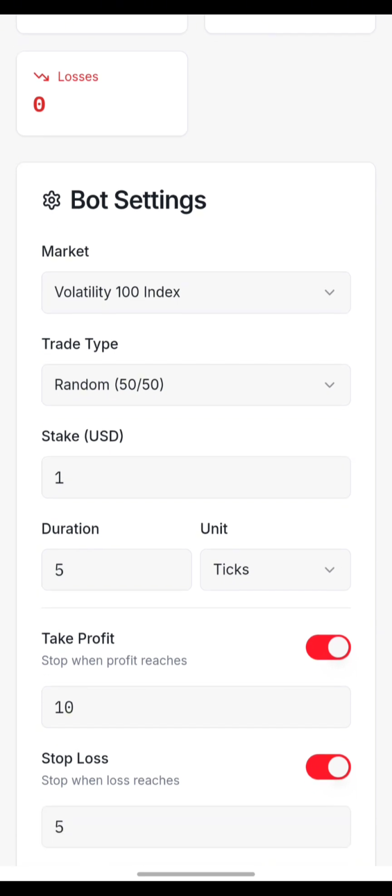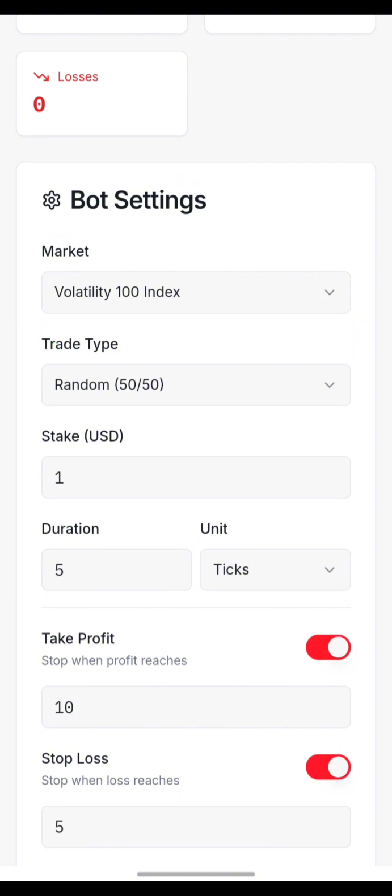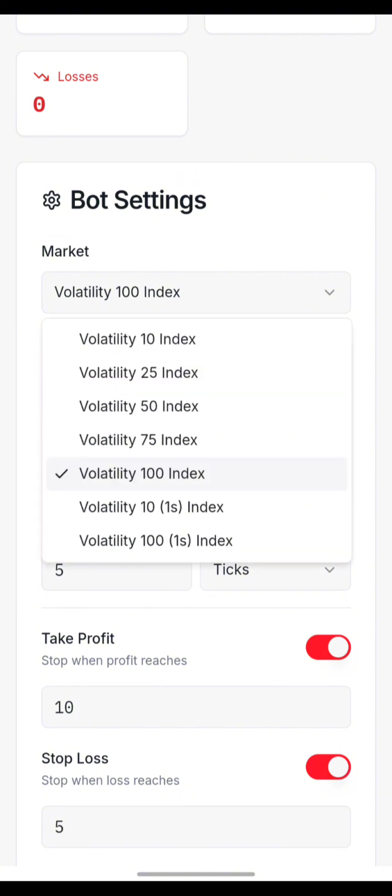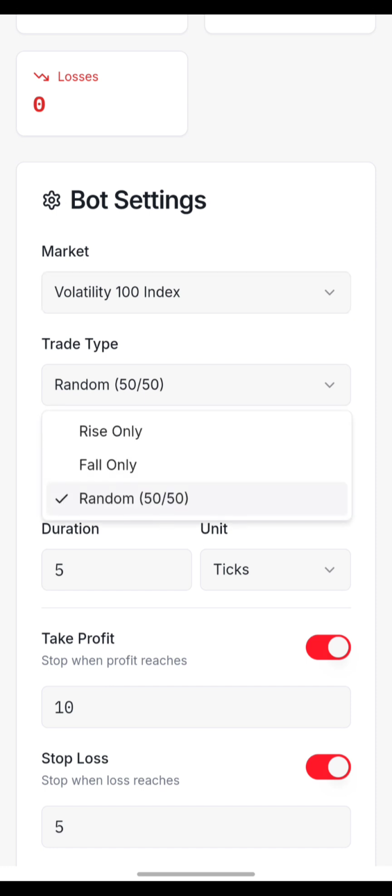So you are going to come and check on the bot setting right here, and here you're going to choose the market that you want to trade. There are a variety of volatility markets, from volatility 10 to volatility 100. Okay, so this is the volatility index that I have chosen to trade. And then you're going to go ahead and choose the trade type right here, and the trade type that I'm going to choose is rise only.